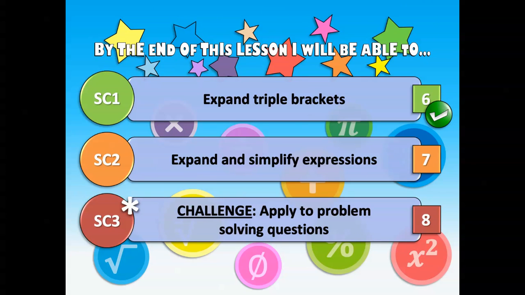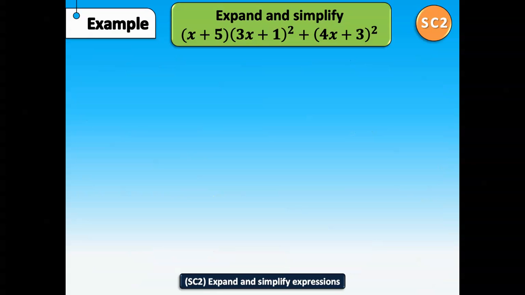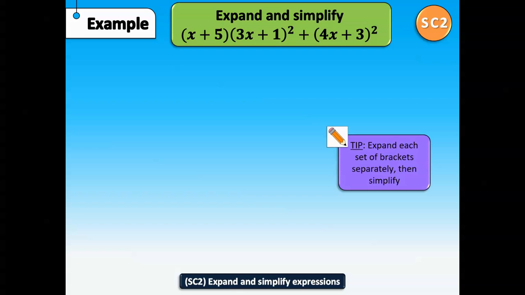So now we're going to move on to success criteria 2, and this is to expand and simplify expressions. So here we're being asked to do quite a few things. I'm going to start by expanding each of the brackets separately and then simplifying at the end. So first of all, let's do 3x plus 1 squared. So that means times by itself. So 3x plus 1 times 3x plus 1.